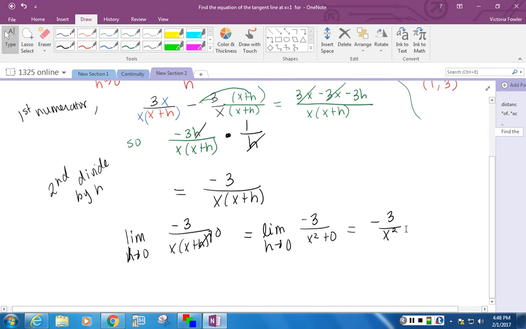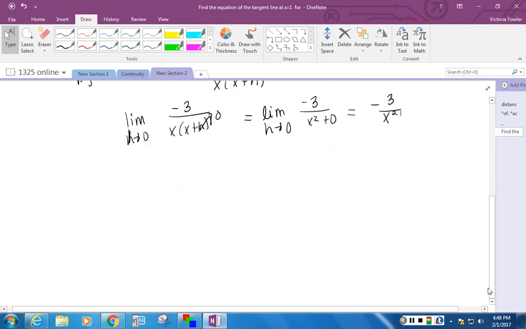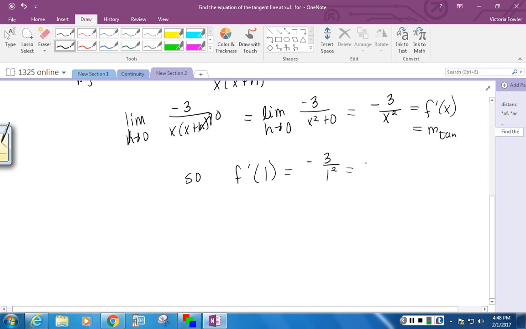They gave me one. This gives me my slope of my tangent line at any x value, but it specifically says that we want to know the slope of our tangent line when x is 1. So let me give myself some space here. So I'm going to denote this as f prime of x, which is the same thing as the slope of the tangent line, which is the instantaneous rate of change. And so for when x is 1, I have negative 3 over 1 squared, which is negative 3. And that is my slope of my tangent line.